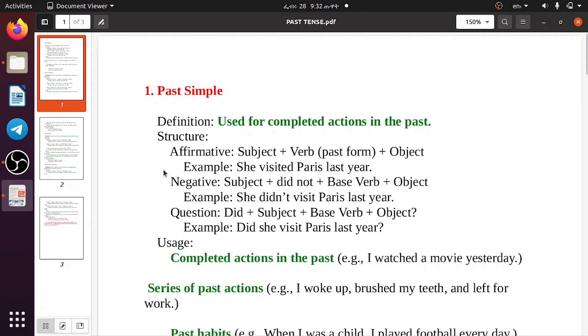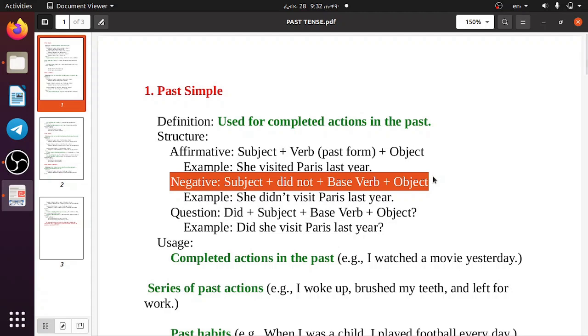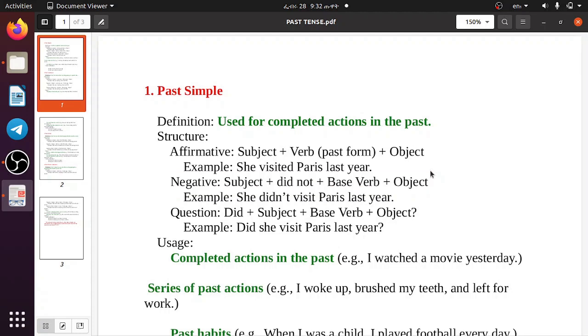The second one is negative sentence. When we use negative sentence, we add only not. Not is negative indicator. So subject plus did not plus base verb plus object. For example, she didn't visit Paris last year. We add only not.